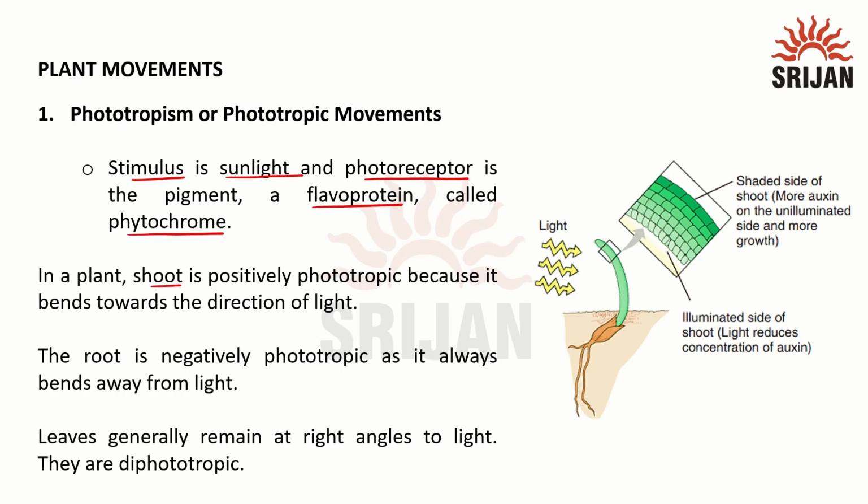In a plant, the shoot is said to be positively phototropic because it bends towards the direction of the stimulus, that is light, whereas the root is said to be negatively phototropic. Here we can see the root always grows away from the light energy, so it is negatively phototropic. Whereas the leaves present on the shoot generally remain at right angles so that they can receive maximum light energy. So they are said to be diaphototropic.